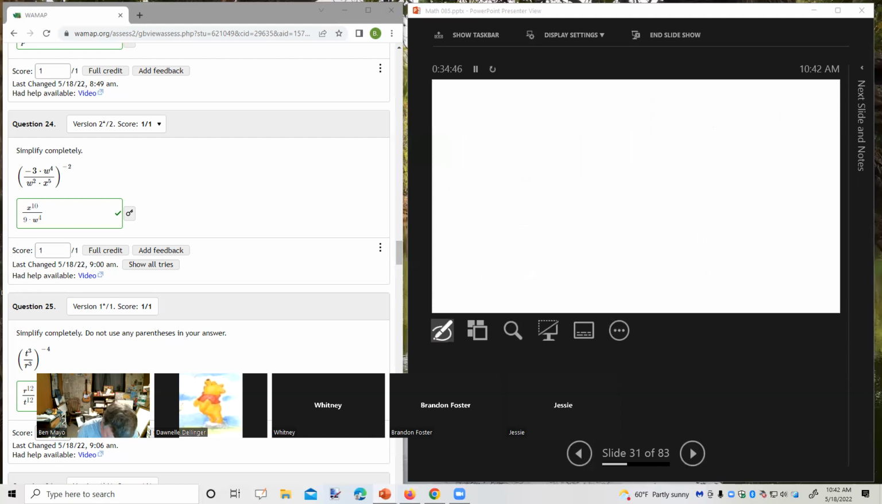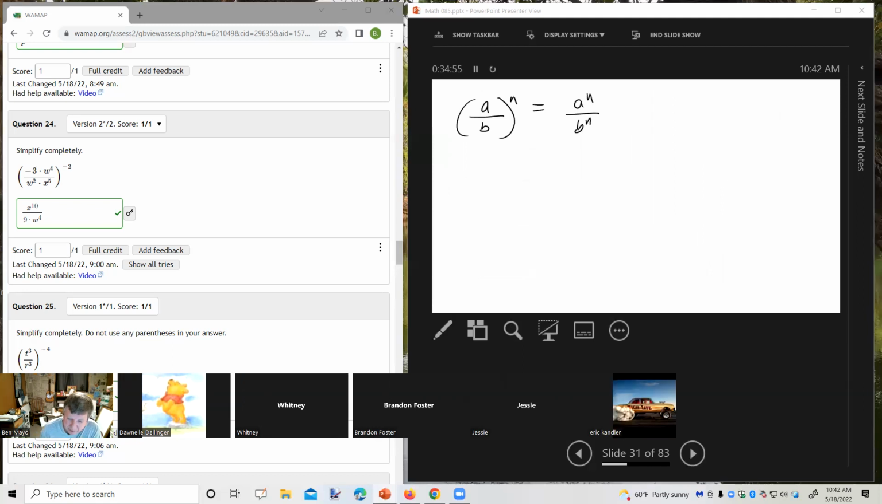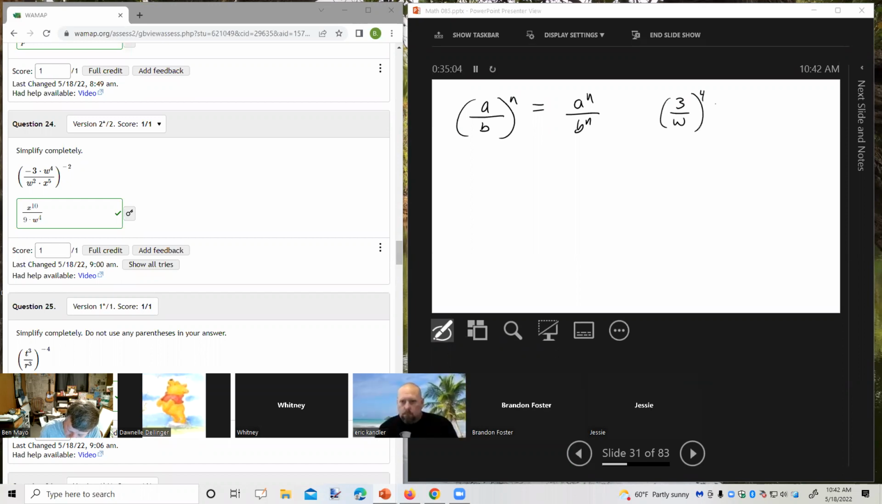If we have a quotient raised to a power, we attach the power to both the numerator and the denominator of the quotient. So let's say I have 3 over w all to the fourth power. That would be 3 to the fourth power over w to the fourth power, or 81 over w to the fourth power. Do you want more examples of that rule?